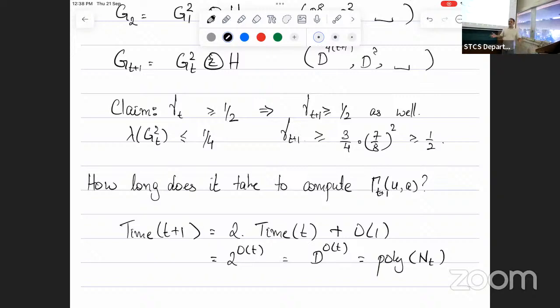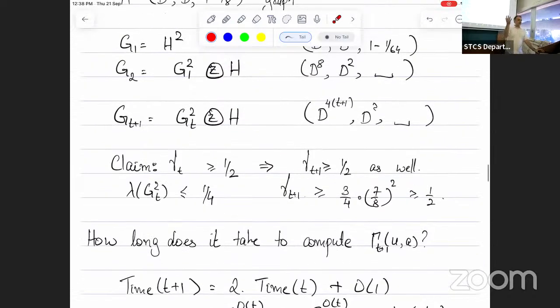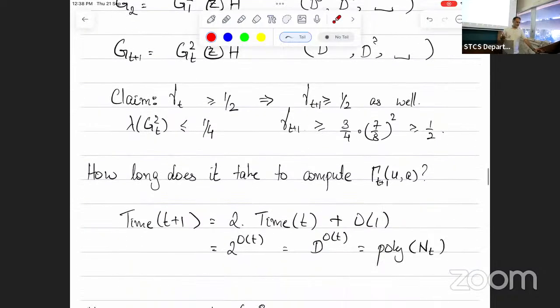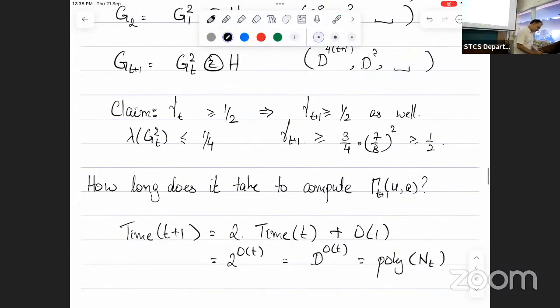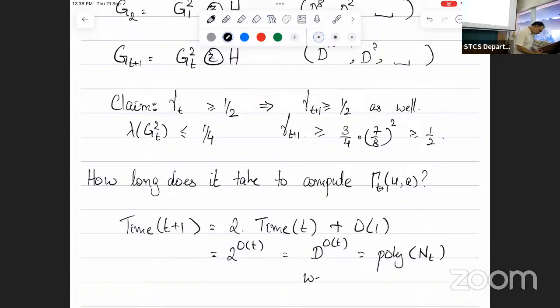Because the number of vertices in the graph G_t is also exponential in t. There's just a question of the base of the exponent, which might probably be different. So twice time t plus order 1, then what do you do? If I solve this recurrence, I'm going to get something that looks like 2 to the order t. But that is basically polynomial in the number of vertices, because the number of vertices is also exponential in t, since the number of vertices was d to the 4t or something. And d is some constant here. But this means that this is only weakly explicit.